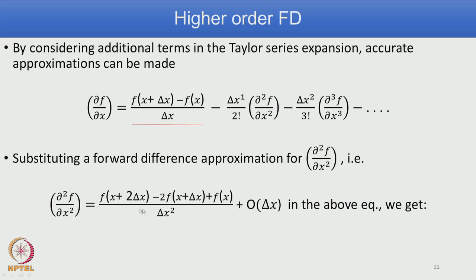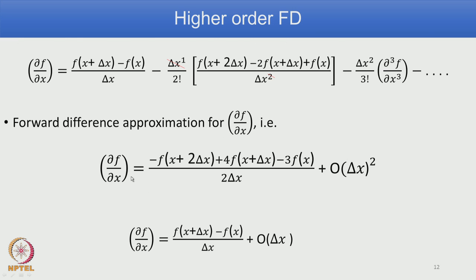that is given here once again, which is given as f of x plus 2 delta x minus 2 f of x plus delta x plus f of x by delta x squared of order delta x. So, if you substitute this expression for the second derivative in this equation and then simplify, you just try to account for all the terms together, reorganize, then one can get the forward difference approximation for the first derivative, and that is shown here, dou f by dou x as minus f of x plus 2 delta x plus 4 f of x plus delta x minus 3 times f of x by 2 times delta x.